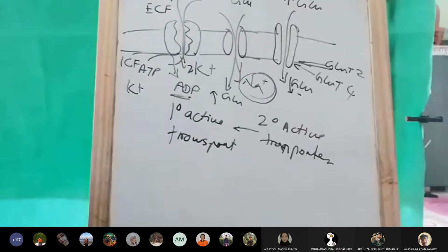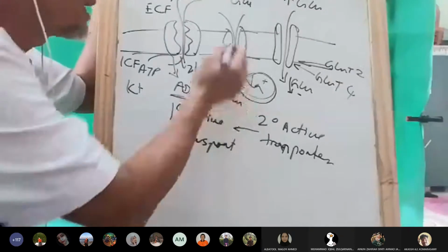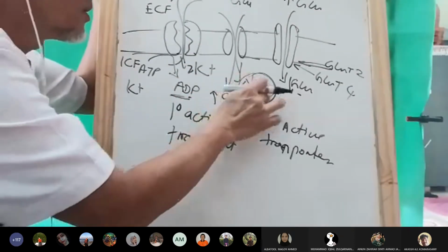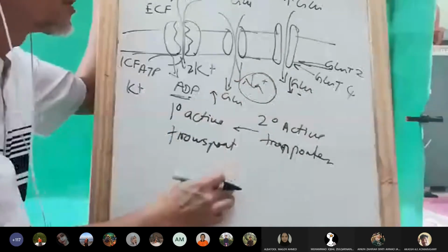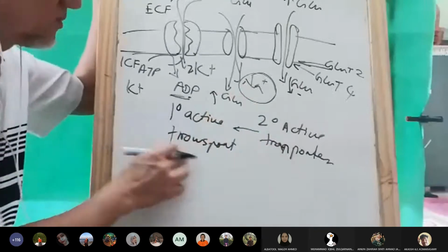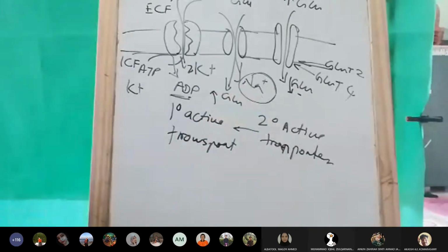But in the secondary active transport, the glucose can be transported against the concentration gradient because it is utilized together with sodium, and sodium is actually going down the concentration gradient. Okay, but it works together with the sodium, with the active transport or the primary transporter.